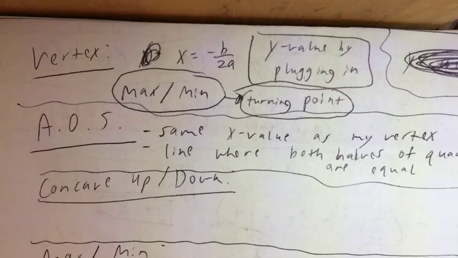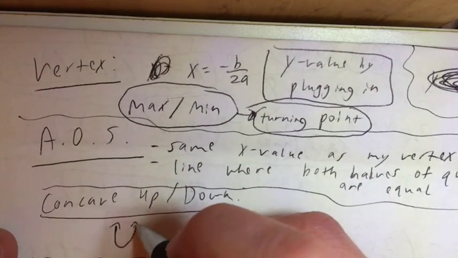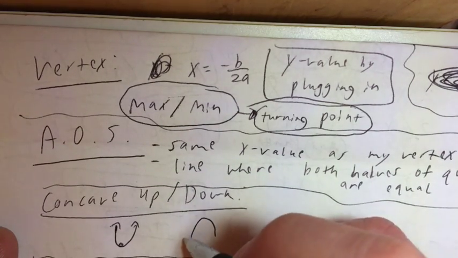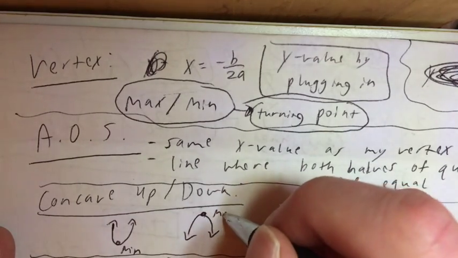Now, concave up or concave down. Well, we all know what concave up looks like. It looks like this. It's a U shape, right? And therefore, if it's concave up, you're going to have a minimum. Well, how about concave down? Just the opposite. You're going to have a maximum, right? A min if it's concave up, a max if it's concave down.